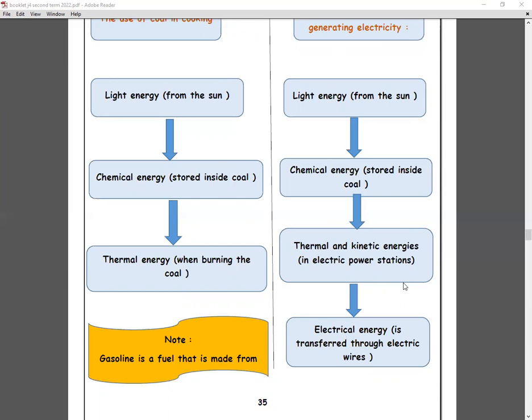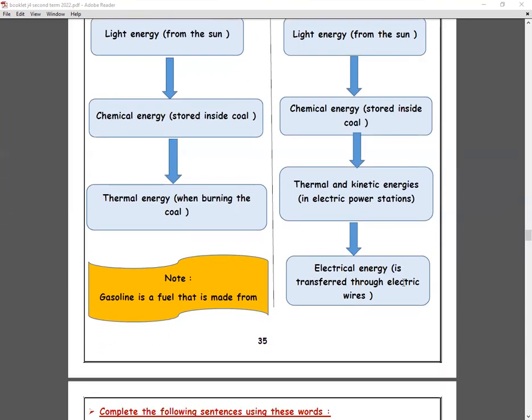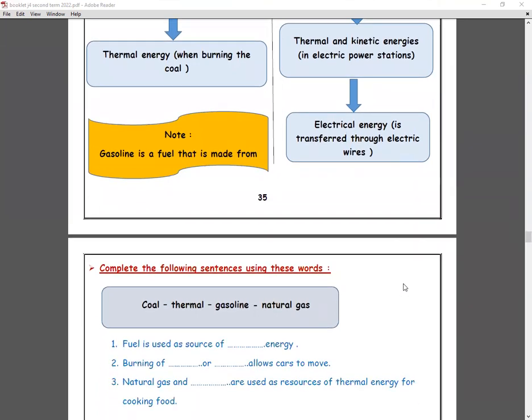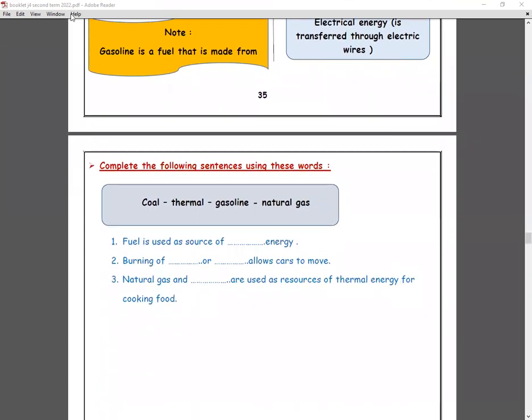Okay? Okay. Now let's solve this small evaluation. Before that, take a small note which says that gasoline is a fuel that is made from oil. We will study after that, in detail, the formation of each type of fuel: coal, gasoline, and natural gas. Okay.